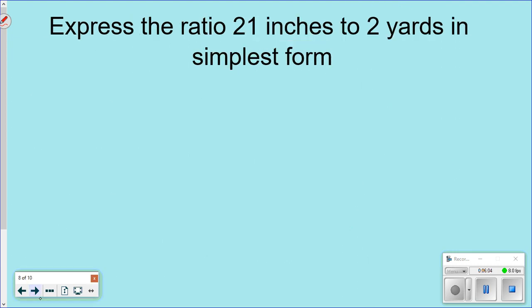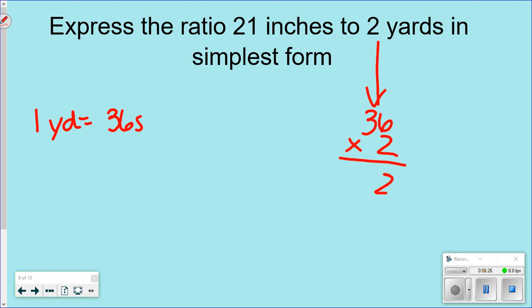Okay, here's another example. It says express the ratio 21 inches to 2 yards in the simplest form. So I have to make the same unit of measure. I'm going to make the yards into inches. So I know 1 yard is 36 inches. So I would take 36 times 2. Okay, so now what this says is 21 inches to 72 inches.